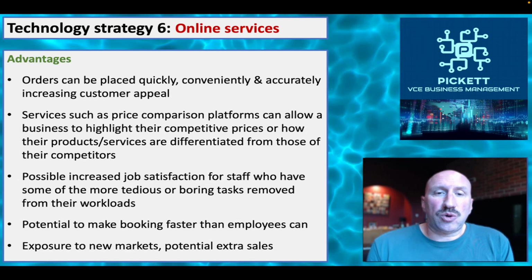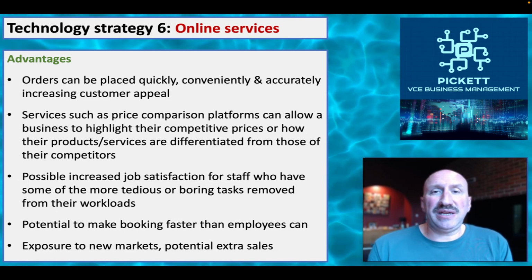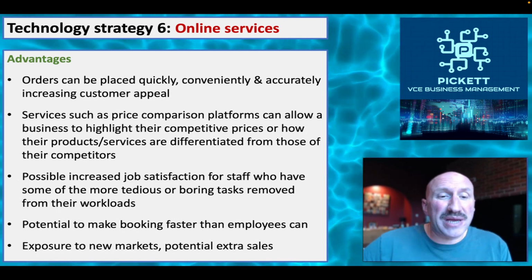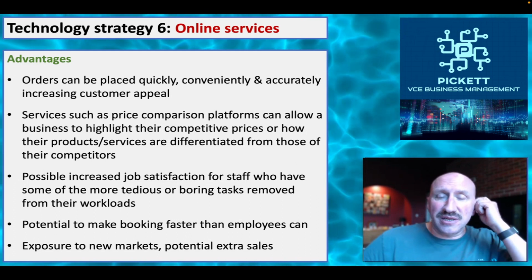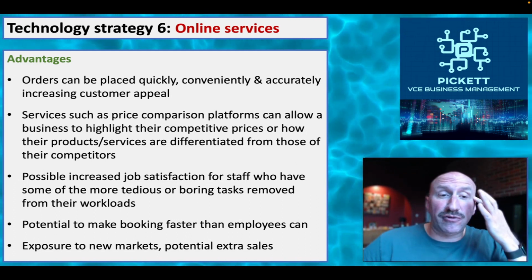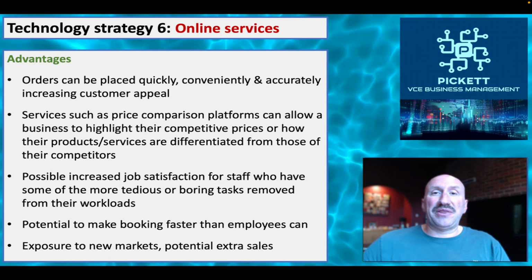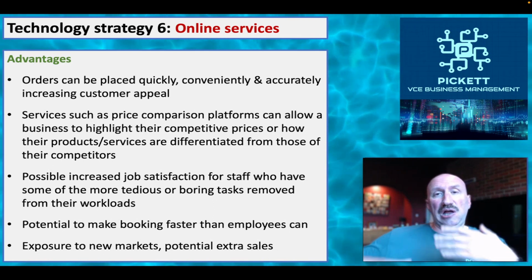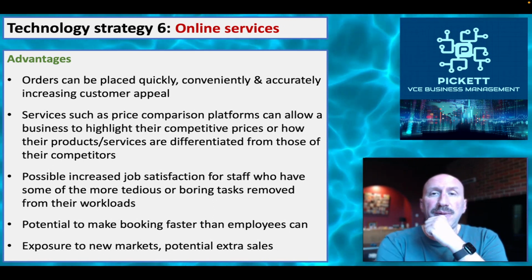Okay, some advantages of online services. Orders can be placed quickly, conveniently, and accurately, therefore increasing customer appeal. Pretty straightforward. Services such as price comparison platforms allow a business to highlight their competitiveness alongside those of their competitors.